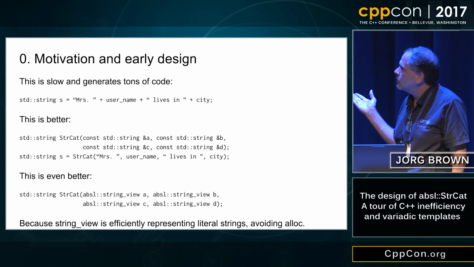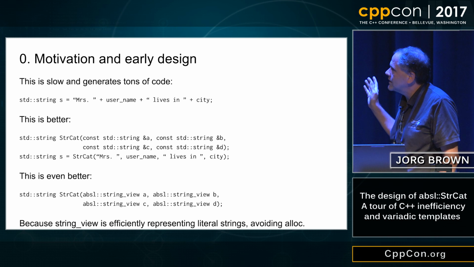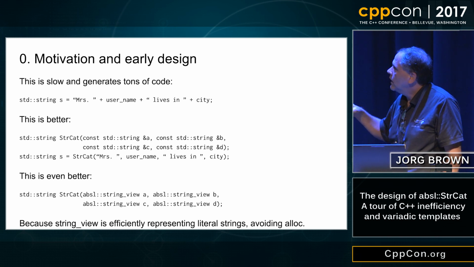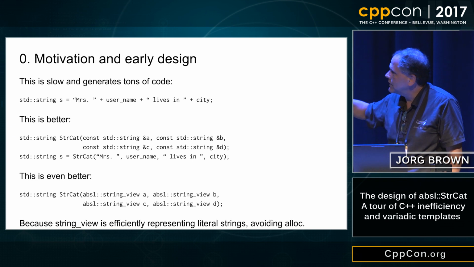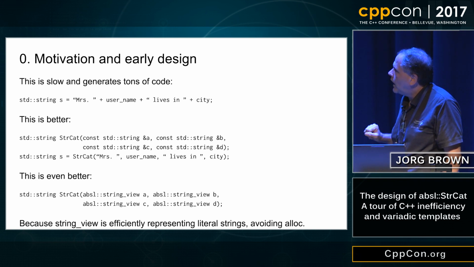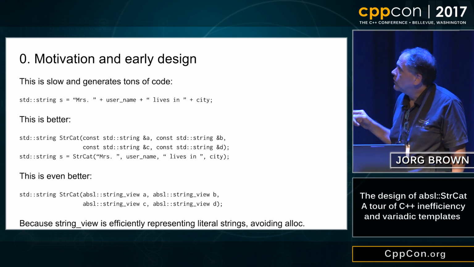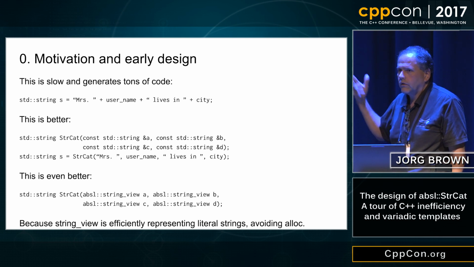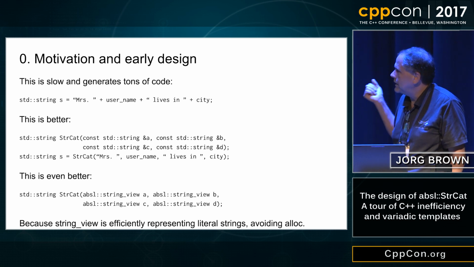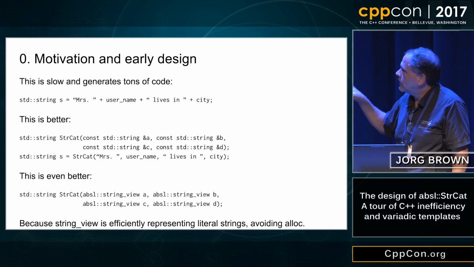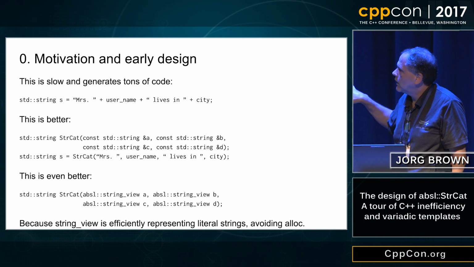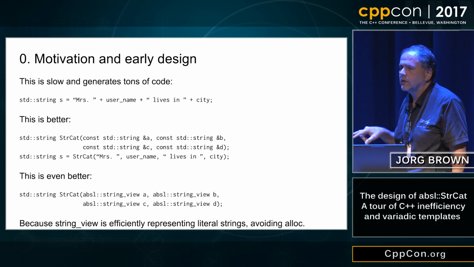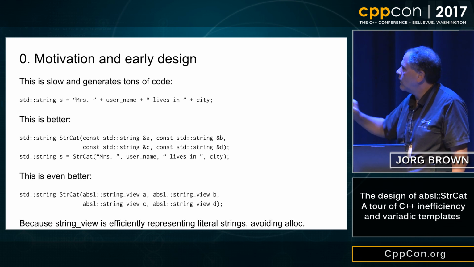It took not only a lot of time, but it generated a ton of code. So my first reaction was, well, why don't I just make a simple routine that just accepts a bunch of std::strings, and we do it that way. The problem with that is you still need to create temporary strings for the string "Mrs." and the string "lives in". But it's still much faster, and it still generates much less code. You can do better now that we have string_view, or 10 years ago we had this thing called StringPiece internally. Because now the literal strings don't need to create temporary string objects. They can just create pointer-length pairs.